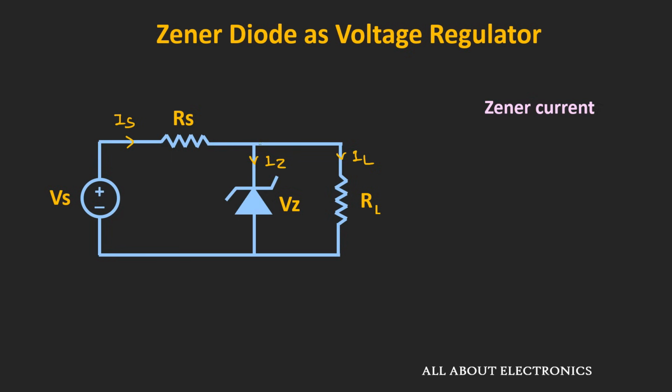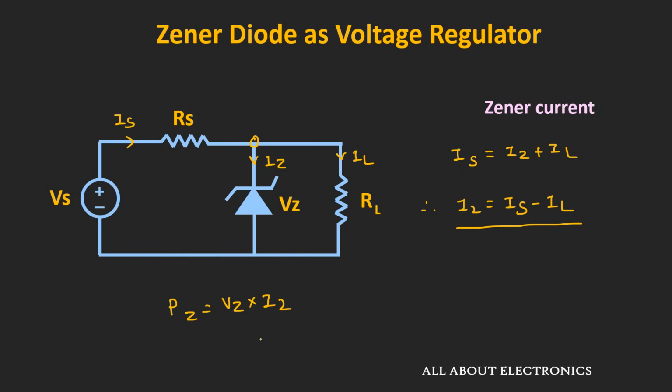If we apply the KCL at this node, then we can say that this current IS is equal to IZ plus IL, or we can say that the Zener current IZ is equal to IS minus IL. So this is the current which is flowing through this Zener diode, and the power which is getting dissipated across the Zener diode is equal to Vz times Iz. Basically it is the product of Zener voltage and the Zener current. So in this way we can find the Zener current through the Zener diode.